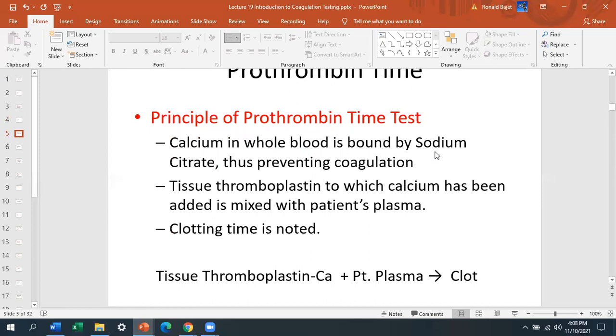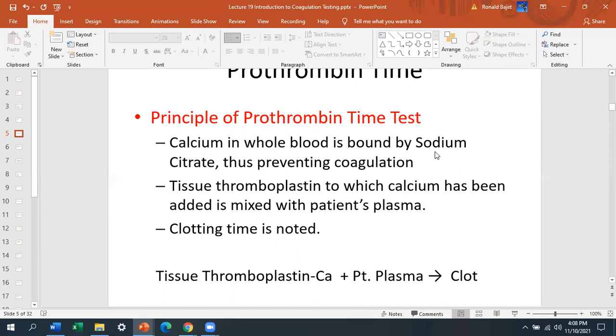The principle of the prothrombin time test is calcium. Calcium in whole blood is bound by sodium citrate, thus preventing the coagulation. As you know, if you've drawn coag, it's the blue top tube, so that's sodium citrate. So in the tubes where you get whole blood and you don't get a clot, what you're doing is you're maintaining the coagulation factors, and you do that by taking away calcium. If you take one component away from the coagulation cascade, and that's calcium, then you're not going to form a clot. And I'll show that to you later when I show you the cascade.